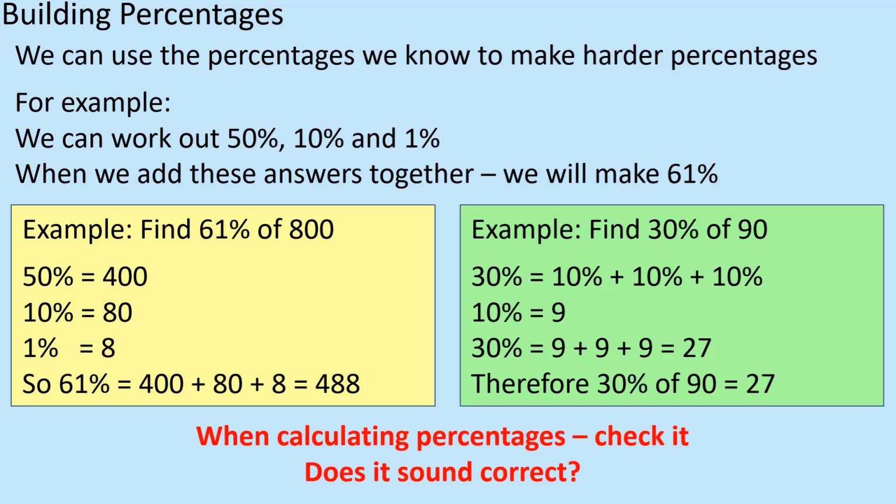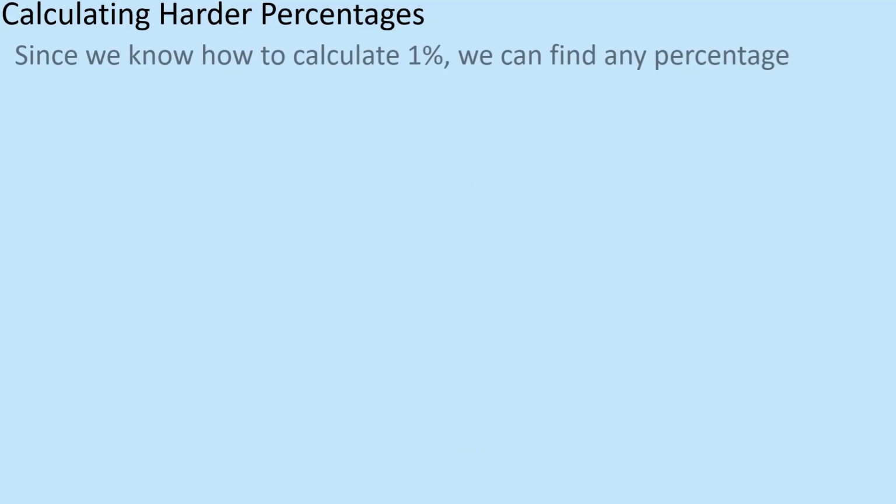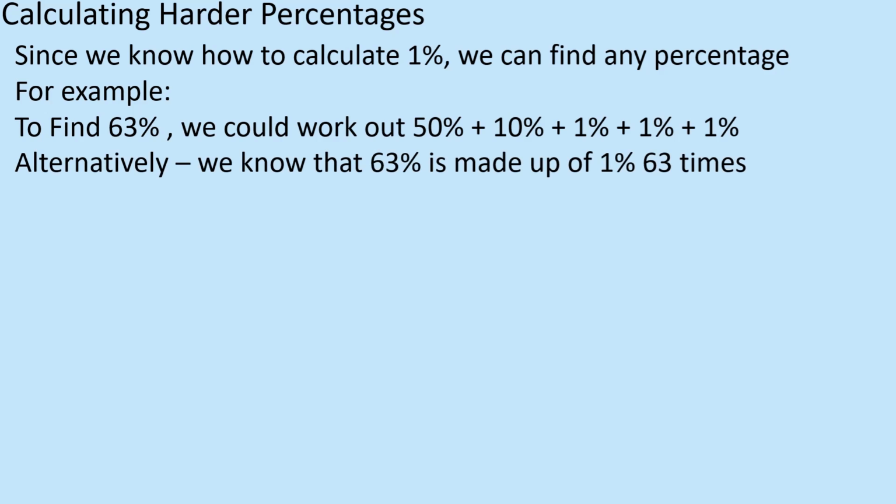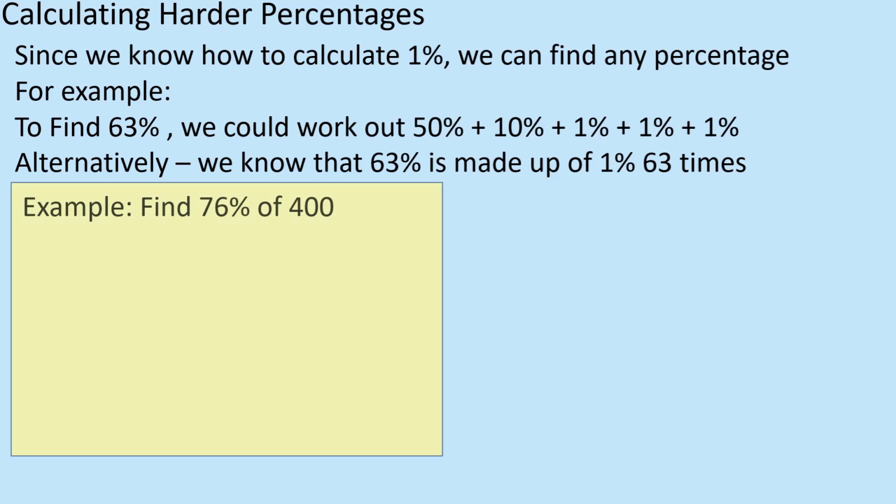When calculating percentages, check it does sound correct. Ultimately, if you're trying to work out 61% of 800 and you get something which is like 9,000 or something like that, just make sure it seems reasonable. So we know how to calculate 1%, which I said right at the beginning. We've looked at examples, for example, 63%, which is made up of 1% 63 times.